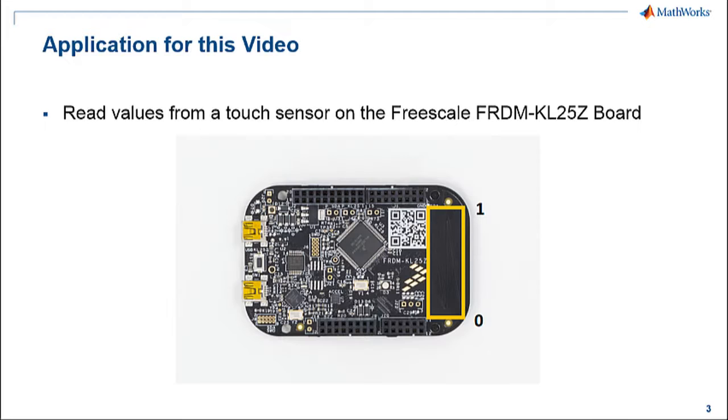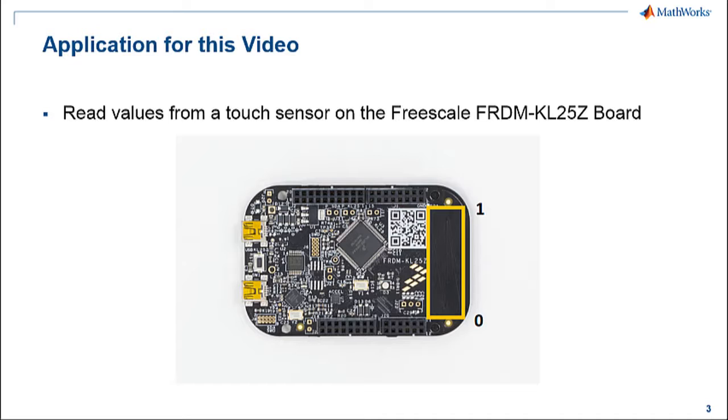The block we will create in this video will read values from the touch sensor on a Freescale FRDM-KL25Z board. This sensor, highlighted here with an orange rectangle, returns values between 0 and 1, not including 0 or 1, based on where it's currently being touched. If the sensor is not being touched, it returns a value of 0. This block will be compiled and loaded onto the hardware using the Embedded Coder Support Package for Freescale FRDM-KL25Z board.